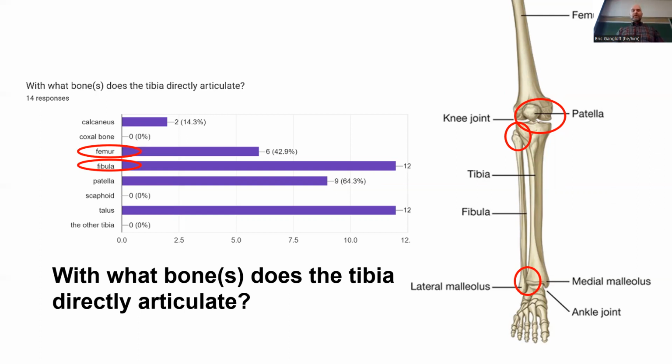And finally, we have the talus, which of course is the largest, not the largest, but the most superior of your tarsals. And this is the tarsal that interacts with the tibia at your ankle joint. Remember, I asked you to know the names and be able to identify 2 tarsals. One of them is the talus, the other is the calcaneus.